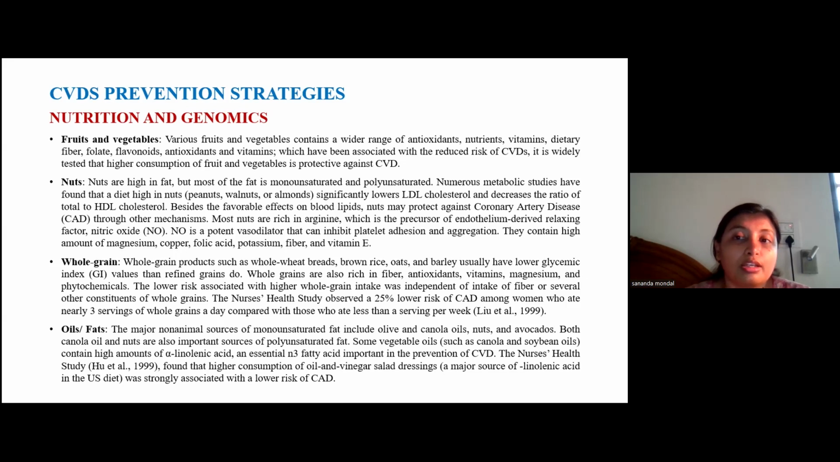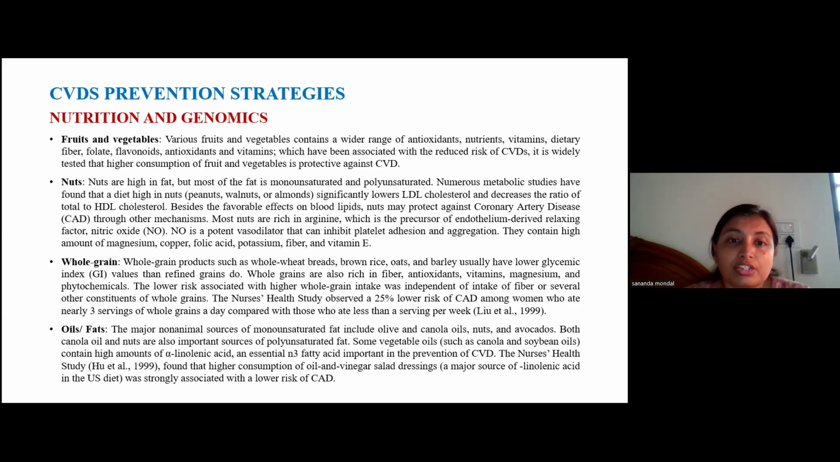polyunsaturated. Numerous metabolic studies have found that a diet high in nuts, like peanuts, walnuts, almonds, and various other nuts found throughout the world, significantly lowers the LDL cholesterol level and decreases the ratio of total to high density lipoprotein cholesterol. Besides the favorable effect on blood lipids, nuts may protect against coronary artery diseases through other mechanisms.